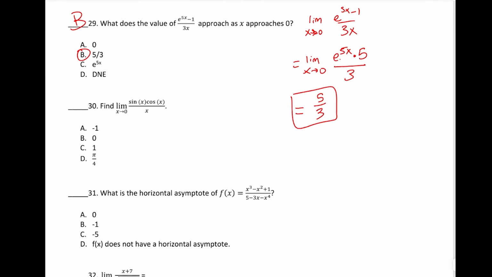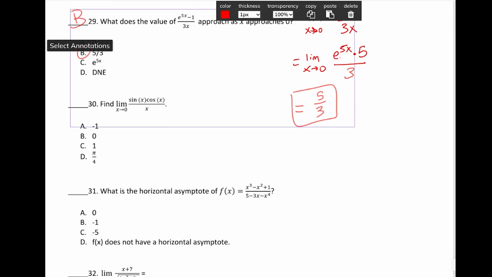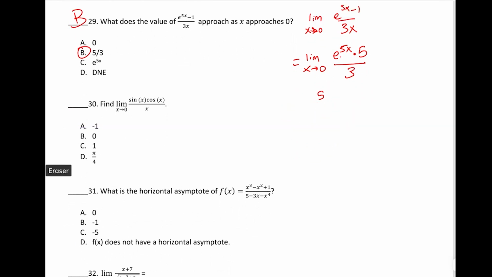Number 30, we're trying to find another limit, and it looks like this is just going to be another case of L'Hopital's rule, because we get 0 over 0 when we try to use direct substitution. So I'm just going to move this, give myself a little bit more room over here. This is going to equal the limit as x approaches 0 of the derivative of the numerator divided by the derivative of the denominator. Now, the derivative of x is just 1, so I'm going to do the easy one first.